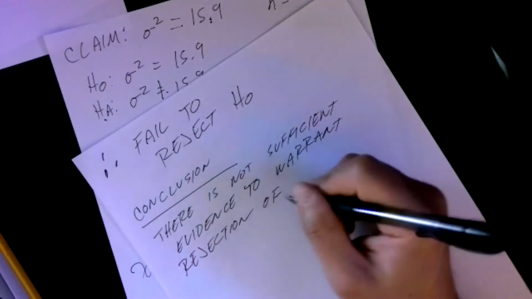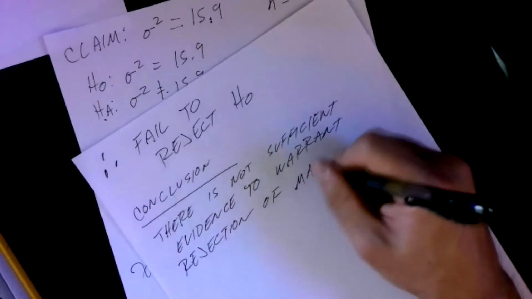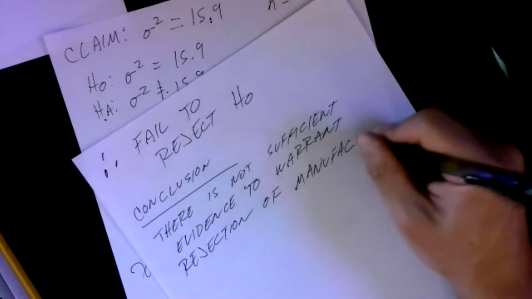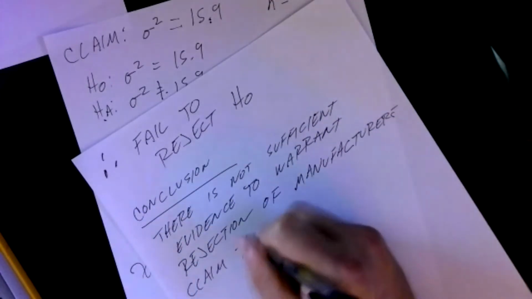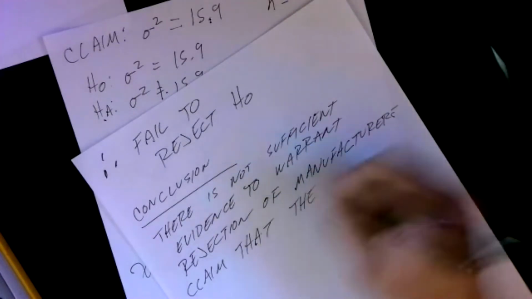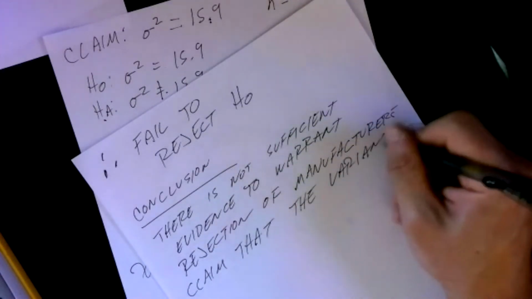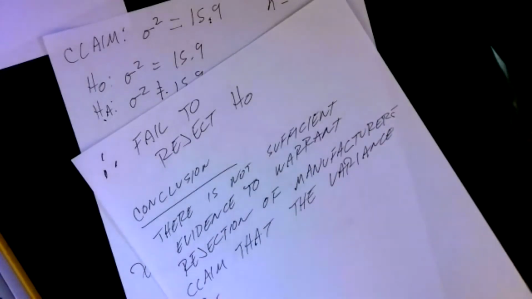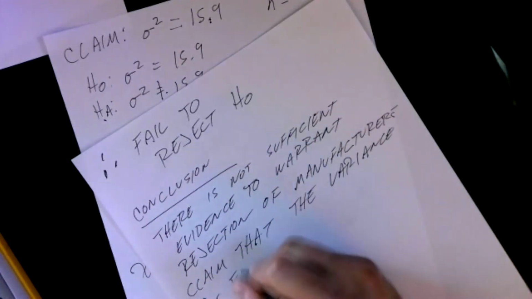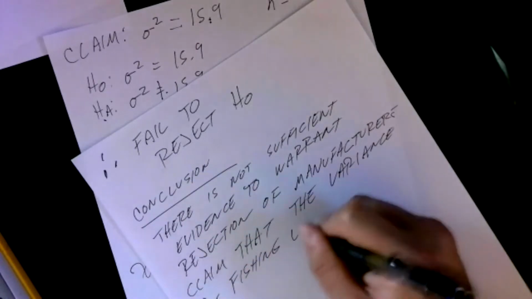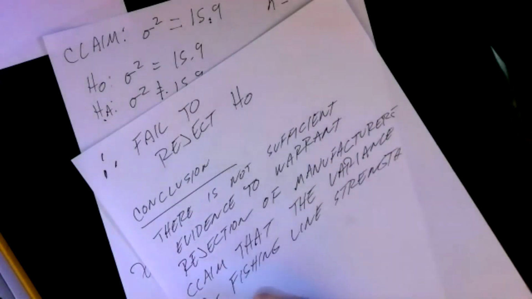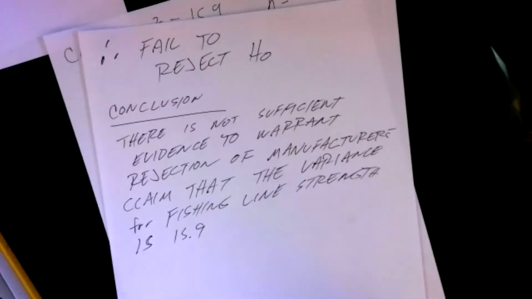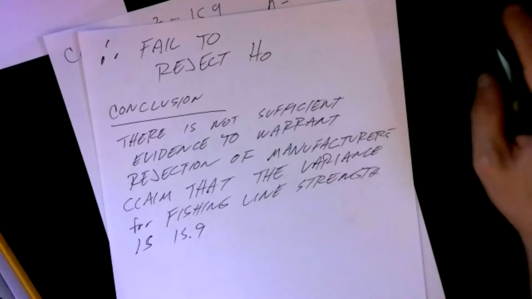Let's see, we should say the manufacturer's claim that the variance for fishing line strength is 15.9. And we're done with the problem.